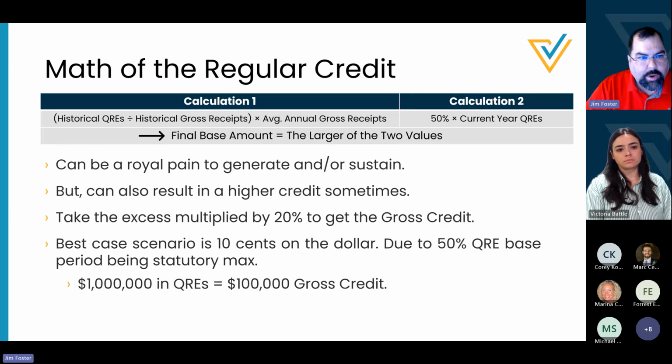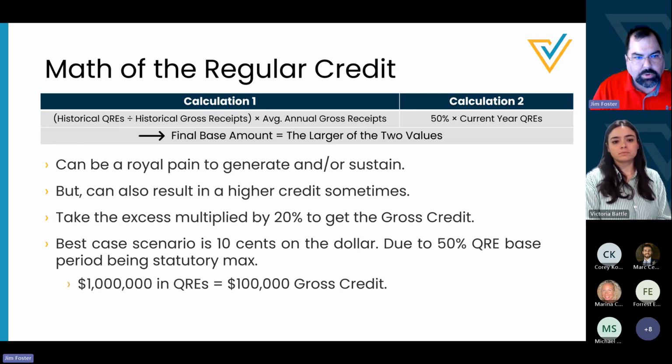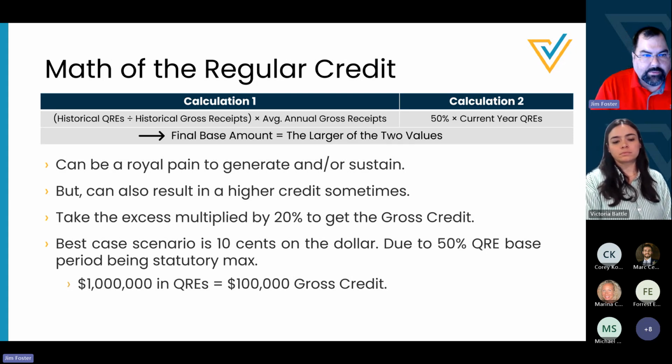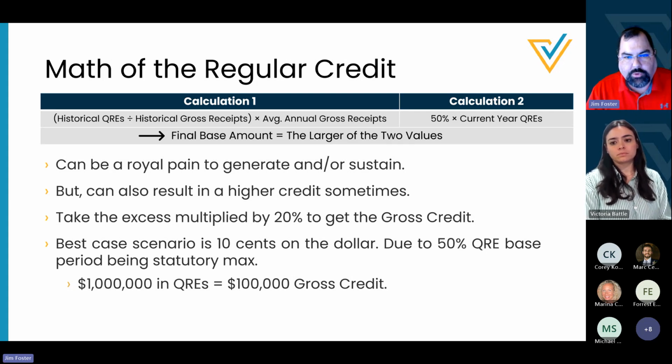So when we're looking at the regular credit, there's actually a calculation where you take the historical QREs over a certain period divided by the gross receipts of that period, and then you index it against the average gross receipts of the prior 4 years. Now, that's calculation part one. Calculation part two is you take 50% of the current year QREs. Whichever is bigger of those, you take that amount as your base amount underneath the regular credit.